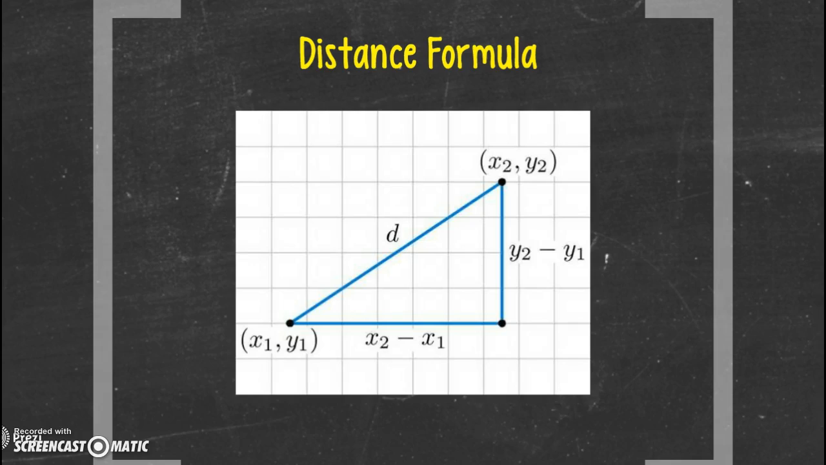For some students, they may be new to the nomenclature of x sub 1 and y sub 1 and x sub 2 and y sub 2. Here you have the difference in the x's forming one leg, the difference in the y's forming the other leg, and the distance is the hypotenuse.